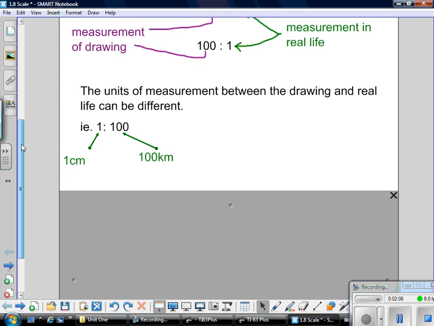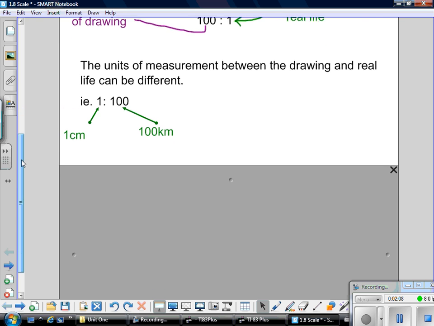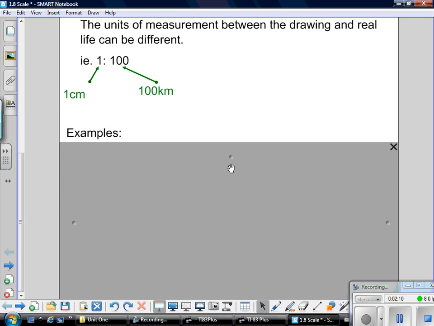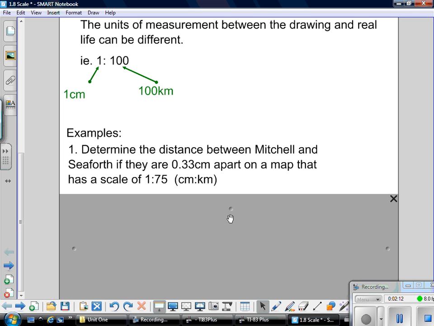All right, so let's take a look at some examples. Sorry about that, I got kind of a frog in my throat. So, very easy one. Determine the distance between Mitchell and Seaforth if they are 0.33 centimeters apart on a map that has a scale of 1 to 75, where we have centimeters to kilometers.